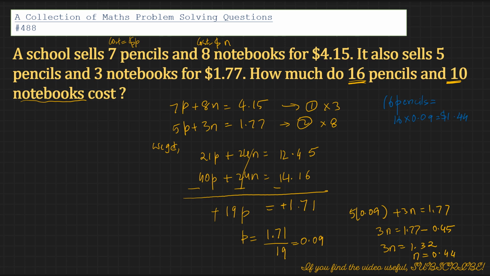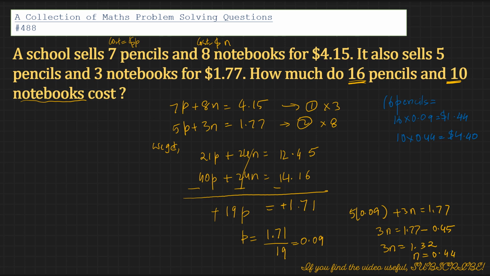So we'd have $1.44 for the pencils, and then we get the notebooks. That would be 10 times 0.44, and that is $4.40.